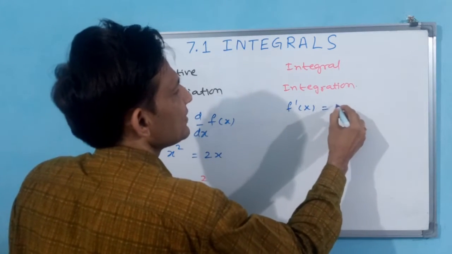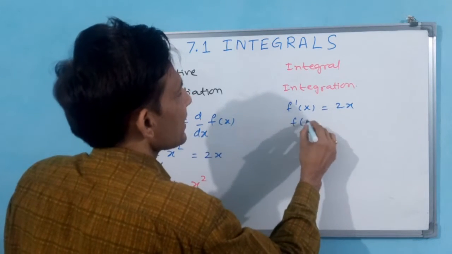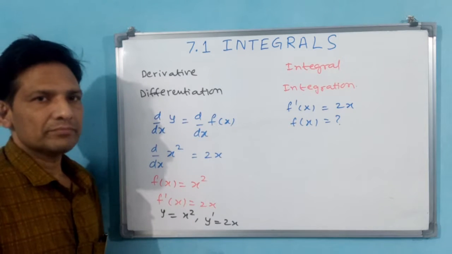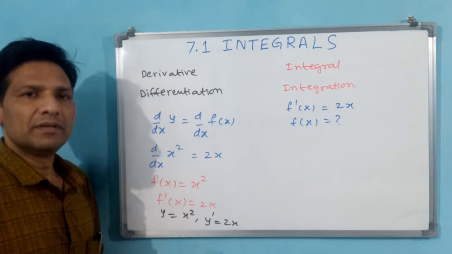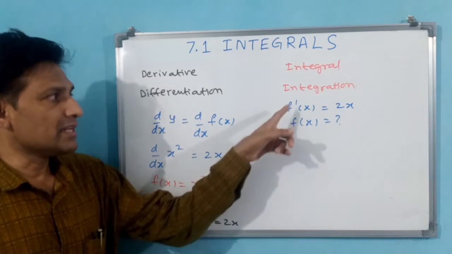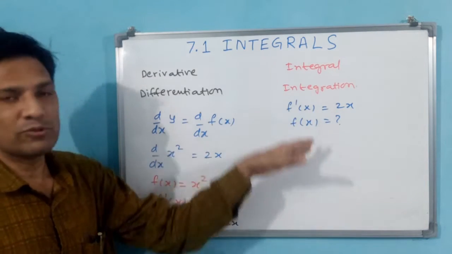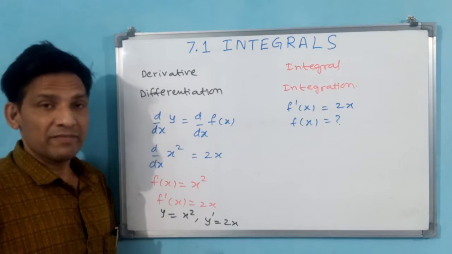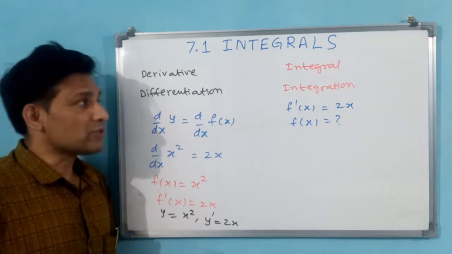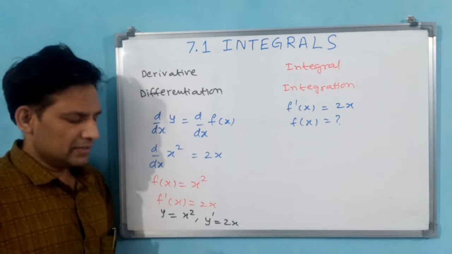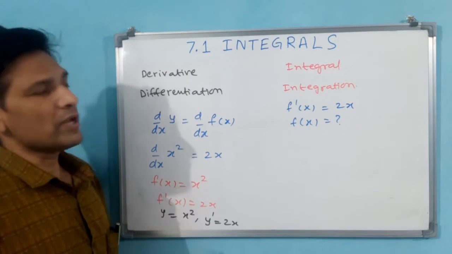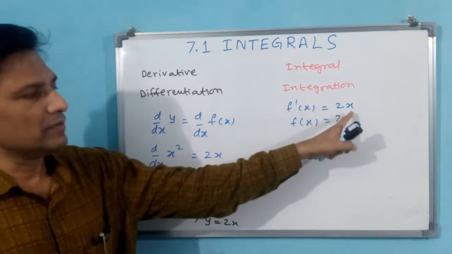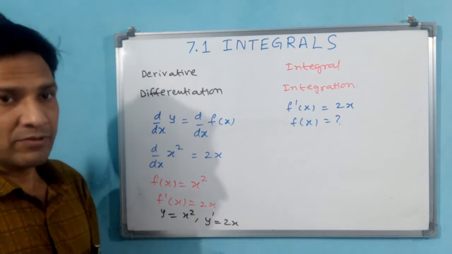F dash x is equal to 2x, and they are asking us to find f of x, how much? Simple logic. See, unless you know the differentiation, you are not able to do the integration. That's what I am telling. Integration is based on differentiation only. Integral is based on derivative only. That means, how does the derivative come, with final output 2x, we have to see.